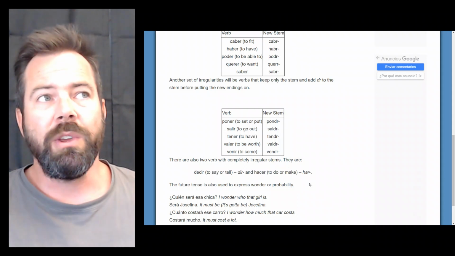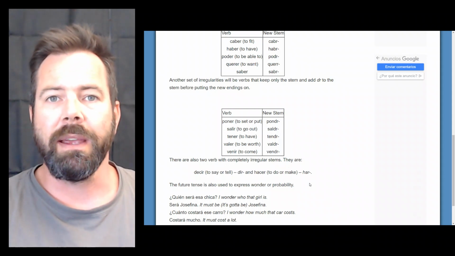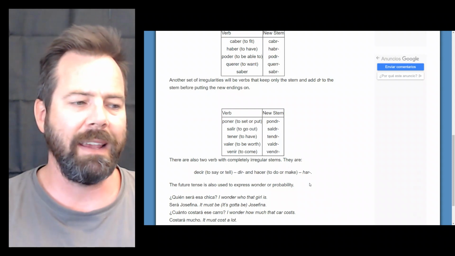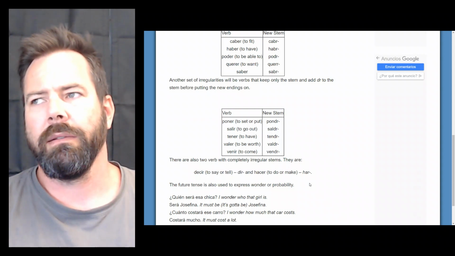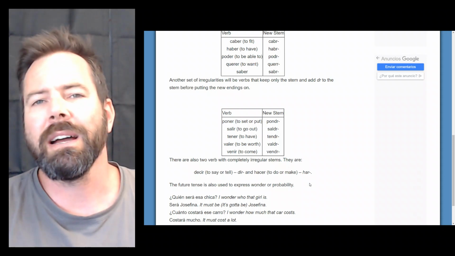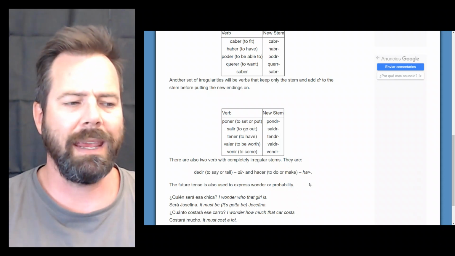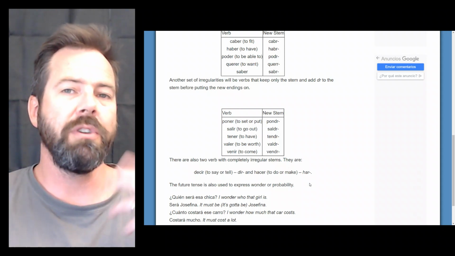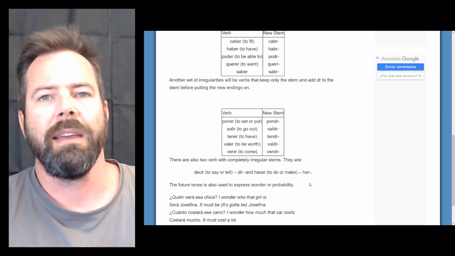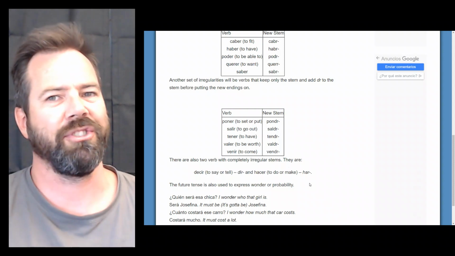And then when you answer the question, that would be expressing probability. Like if I say, ¿Quién será esa chica? And then you might say, será Josefina. Like it's got to be Josefina. Like I don't actually know. But if you use that future tense, you're implying that you think it's something, but you're not sure.